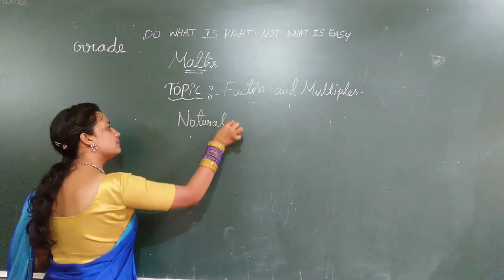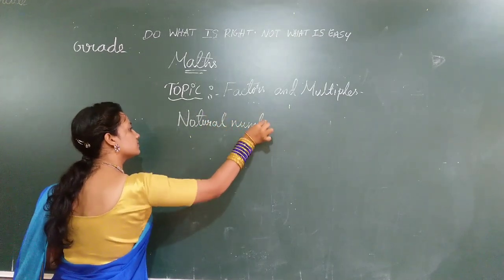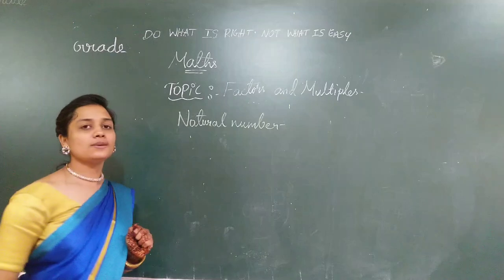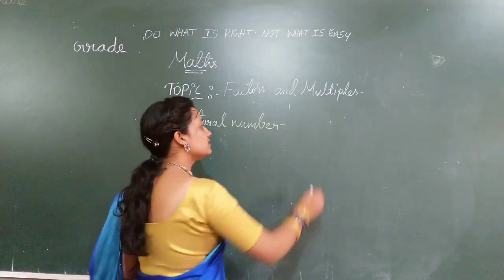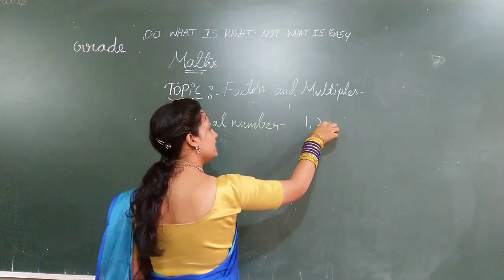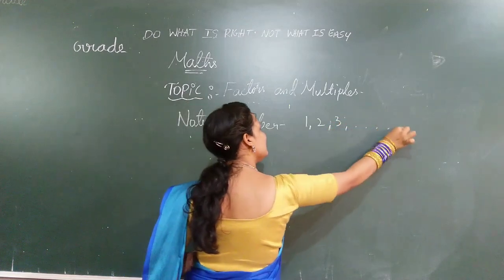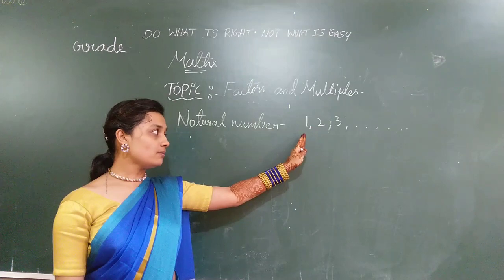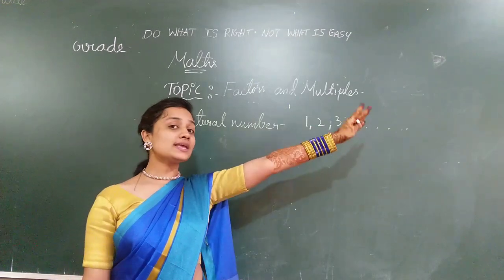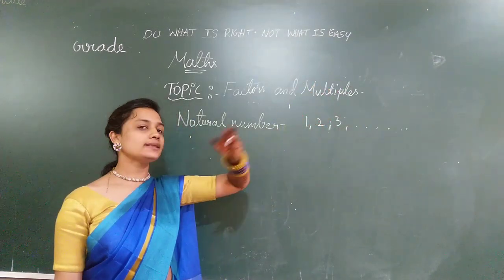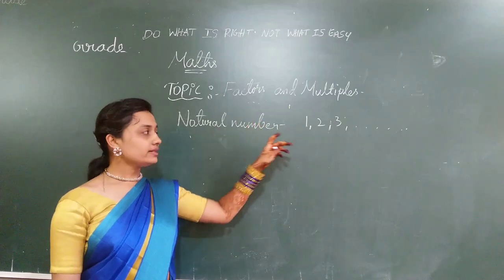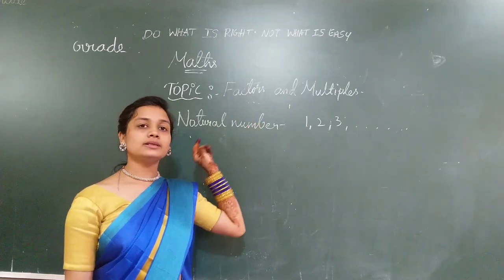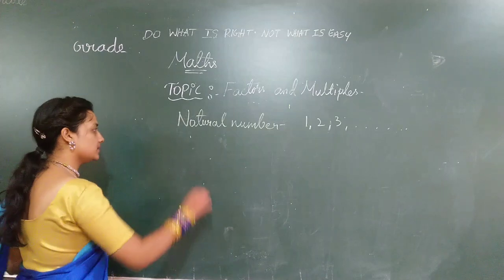Natural numbers. What are natural numbers? Numbers starting from 1 and it goes on till infinity. Means it doesn't have an end. From 1, 2, 3, 4, 5, 6, it goes on continuing. It doesn't end. The main thing is it starts from 1. This is called natural numbers.